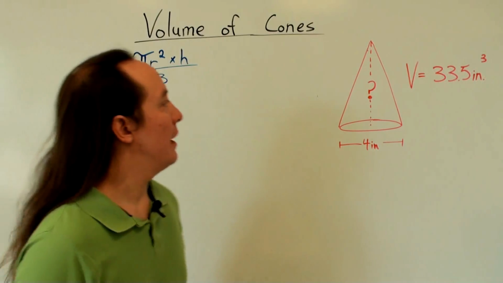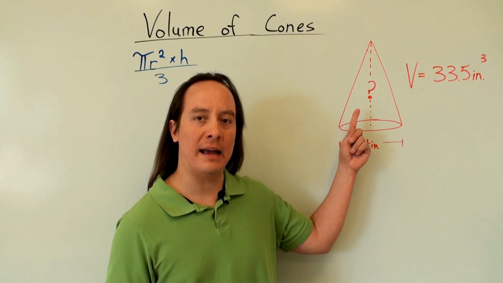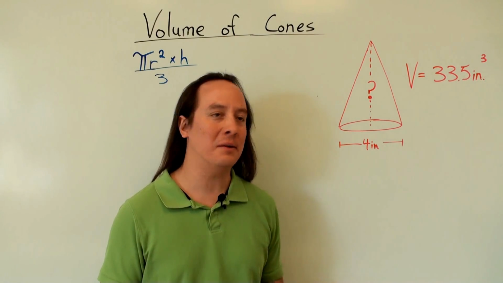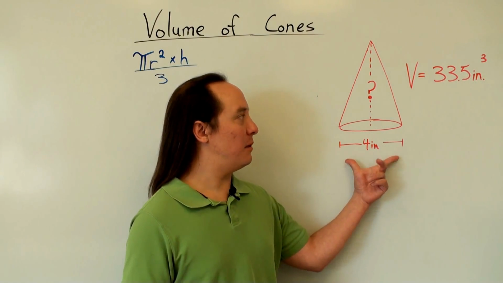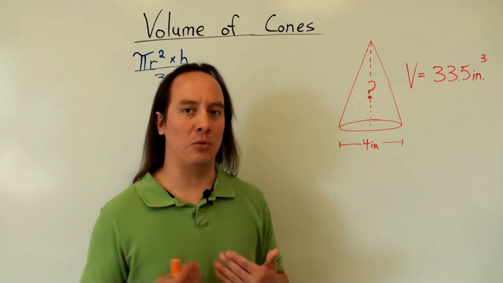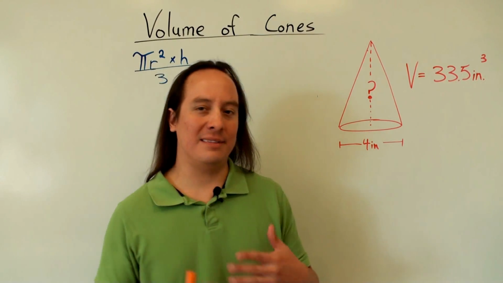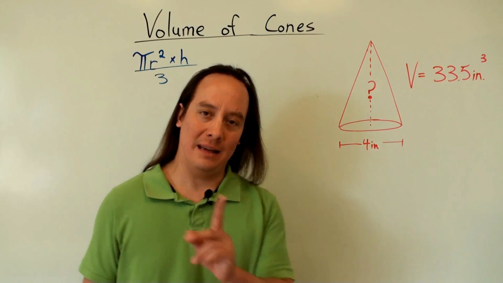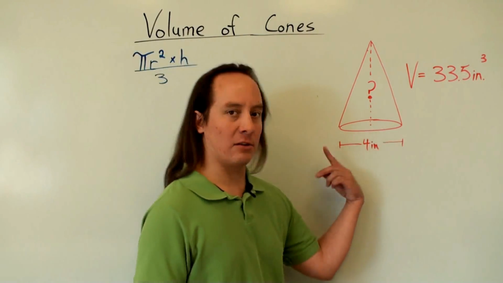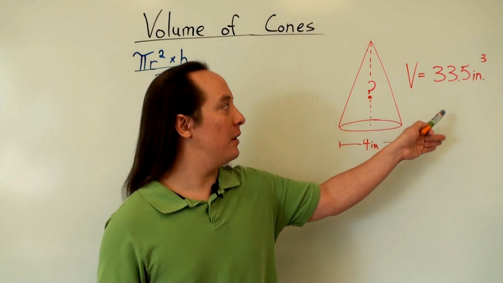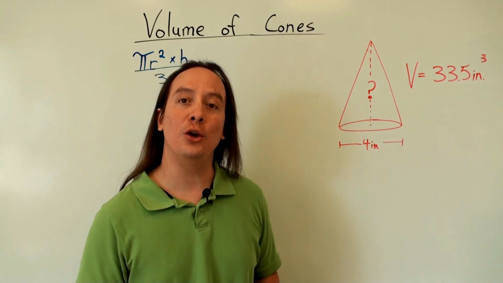So here's the problem. I have a cone that's missing its height. That's obviously what the question is. What's the height of this cone? They give us a measurement here. What measurement would that be? 4 inches represents what? It represents the diameter. Remember, if it's going from one side of the circle to the other, it's diameter, okay? And obviously the circle base, right? And it gives us V, volume, is equal to 33.5 inches cubed.